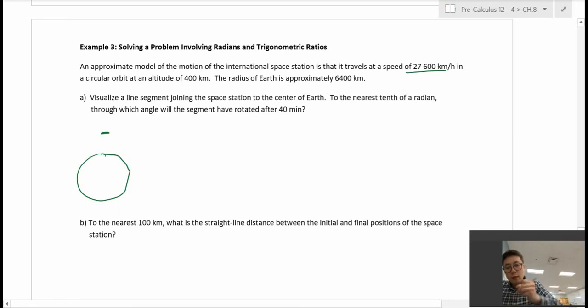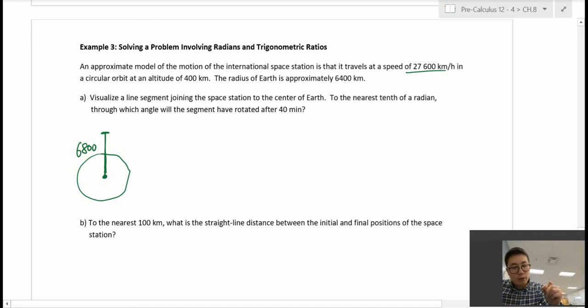Okay, and it says visualize a line segment joining the space station to the center of Earth. So here's the center of Earth right here, vertical line. Okay, the altitude is 400, and we know the radius of the Earth is 6,400. So that means this length is going to be 6,800 kilometers.